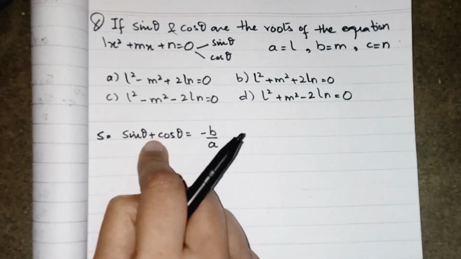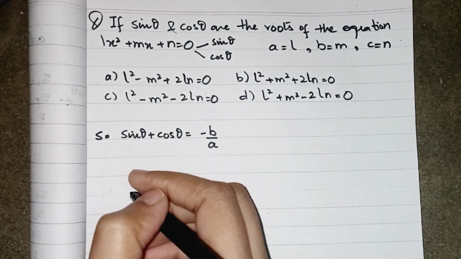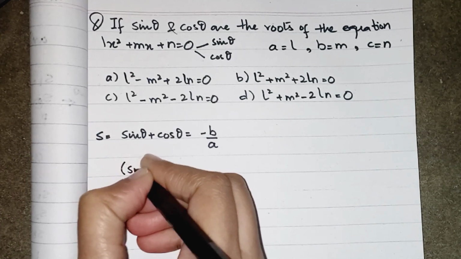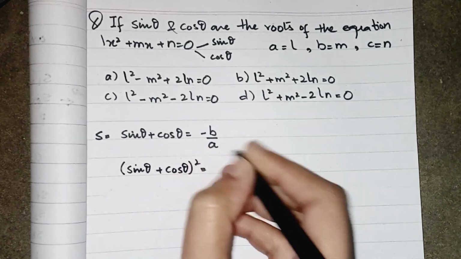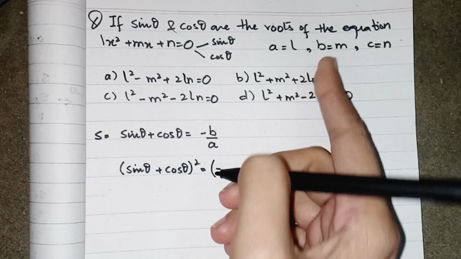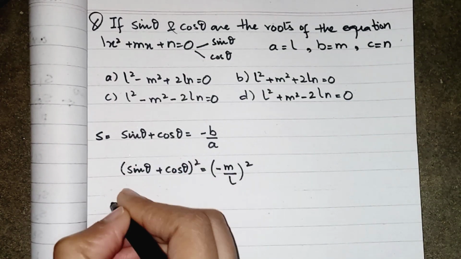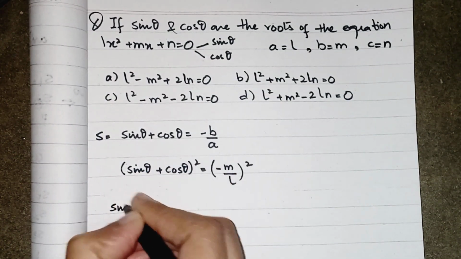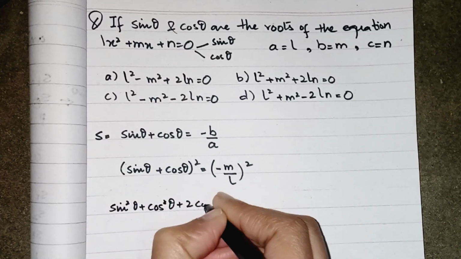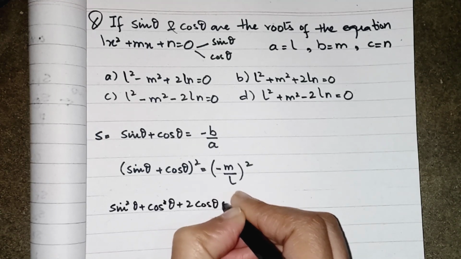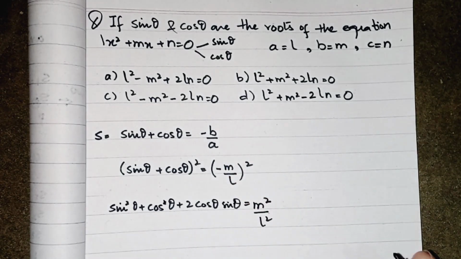To remove this theta, what we have to do? We have to apply squaring. For doing squaring on both sides, what we will get? Sin theta plus cos theta whole square is equal to minus the value of b, which is m, and the value of a is L square. Opening the formula, a plus b whole square, so it will be a square plus b square plus 2ab is equal to m square upon L square.